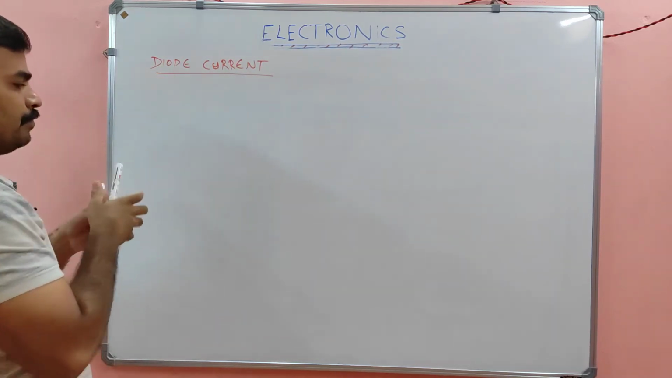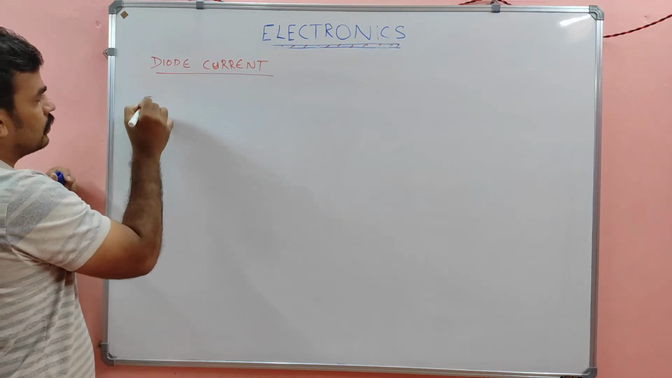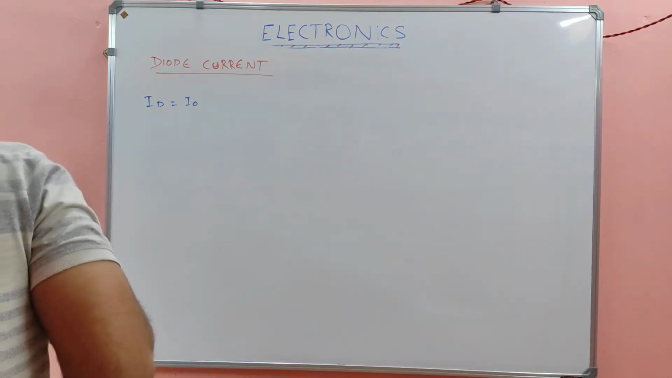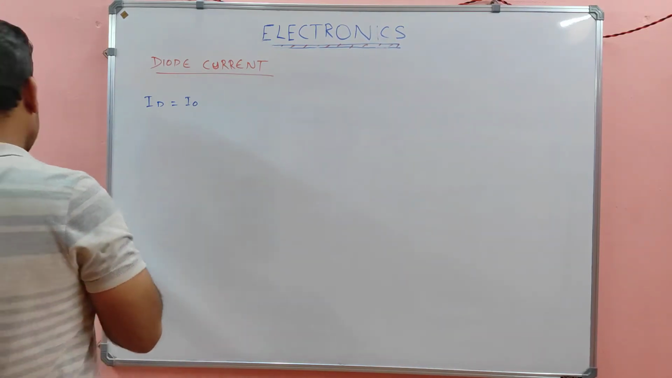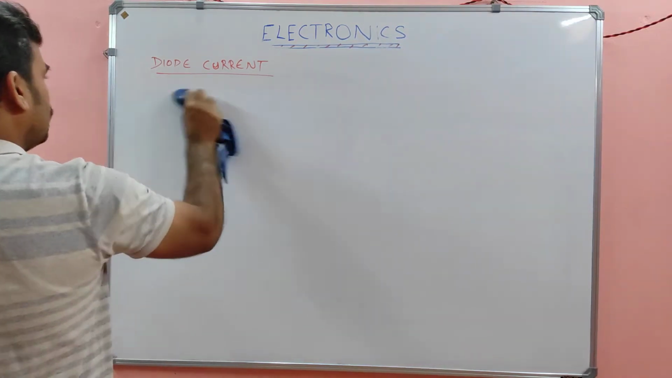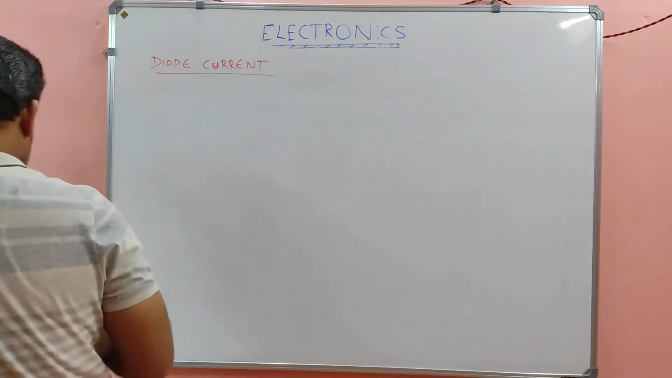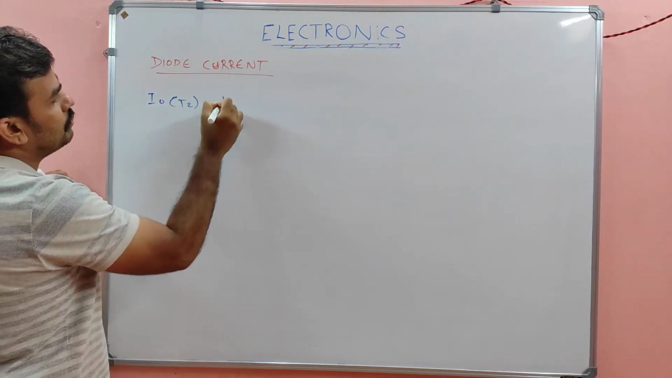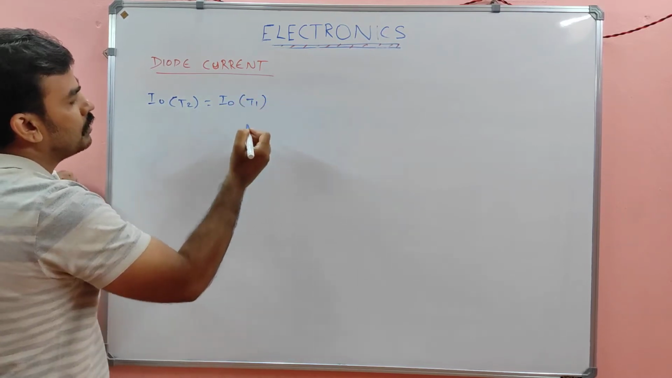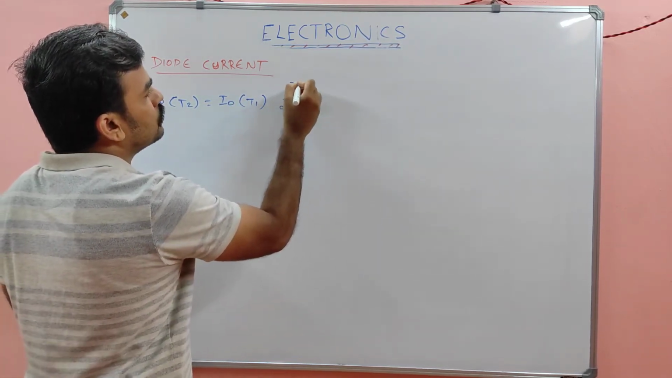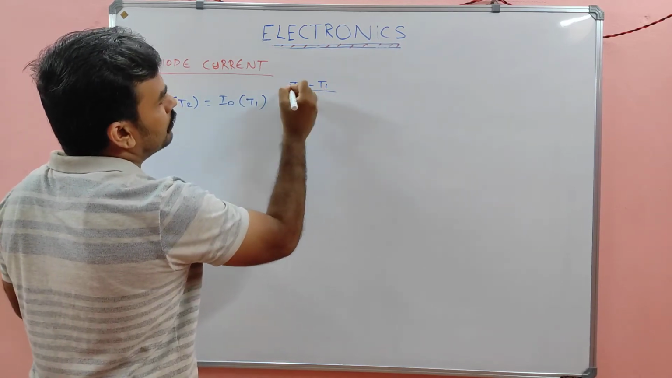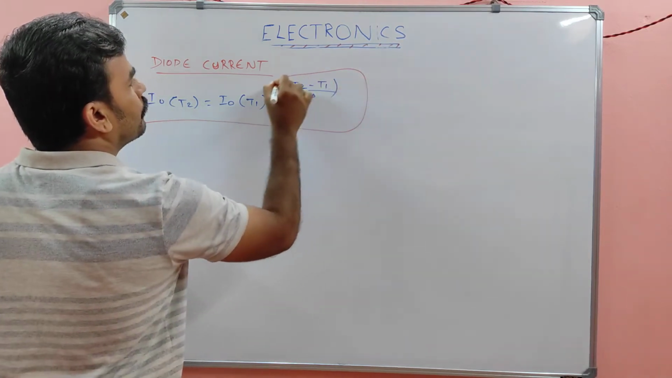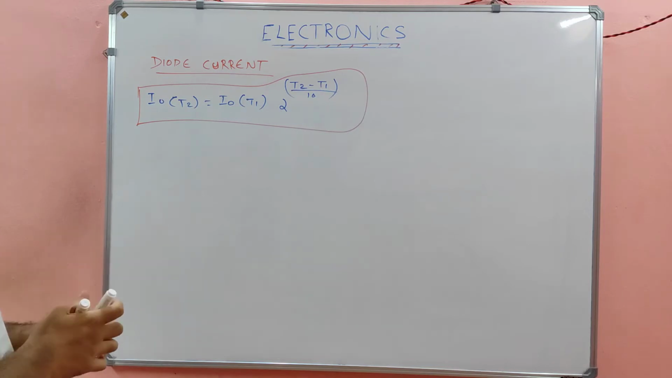The diode current, ID, is nothing but I0 at the corresponding temperature. You can take it for temperature, my dear. The equation is I0 at T2 equals I0 at T1 into 2 raised to (T2 minus T1) divided by 10. This equation is very, very important, my dear. As far as the diode is concerned, this equation is very, very important.